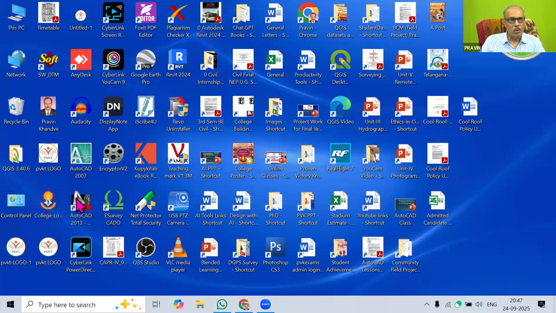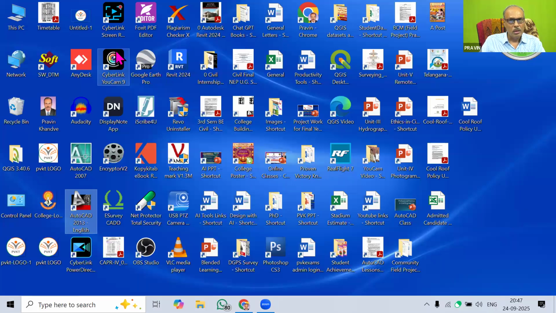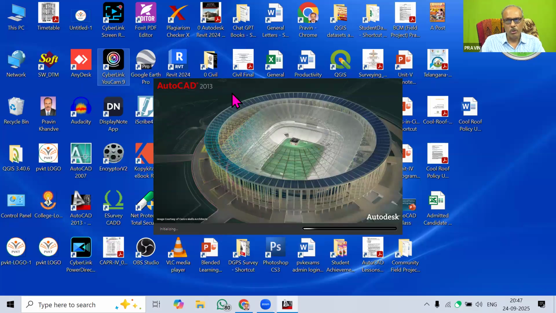I will just start the AutoCAD software. Already I have shared with you that the correct way of starting AutoCAD is to right click the AutoCAD icon and then click on Open. Double click हमको नहीं करना है. That also you have to remember.